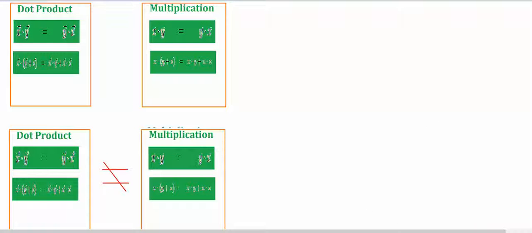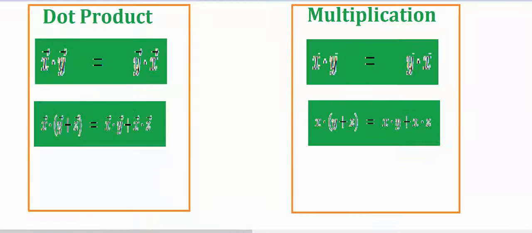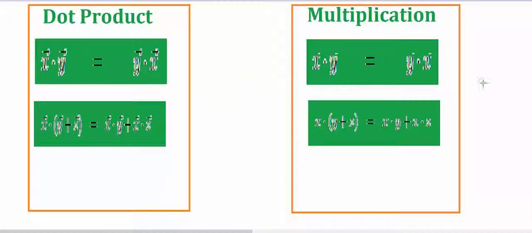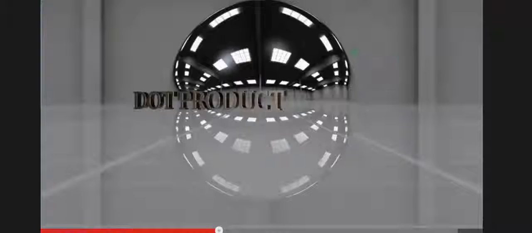So let's see what we can do. Let's make a chart that says dot product with these two properties in green. I'm going to give you the properties on a separate piece of paper. The commutativity is the first one, and distributivity is the second one. And multiplication also in green. Notice the ones on the left have arrows on them, and the ones on the right don't. So that's the first part. Just make these appear.